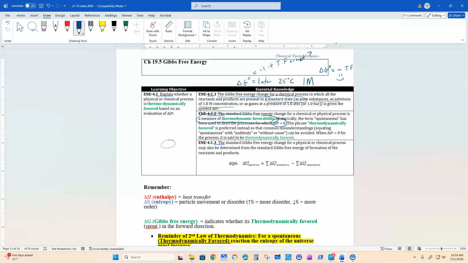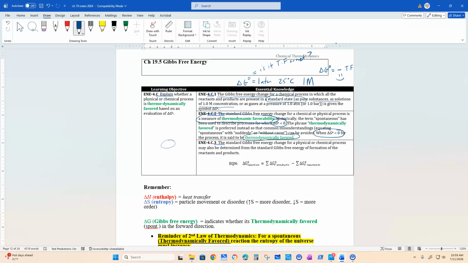Common misunderstanding: associating spontaneous with thermodynamically favored, or suddenly, or without cause. Okay, spontaneous has nothing to do with delta S. There is something that delta S can help us with regarding thermodynamically favored, but it is not what determines it. Okay, so please avoid using spontaneous, use thermodynamically favored. When delta G is less than 0, that is the process that we want.